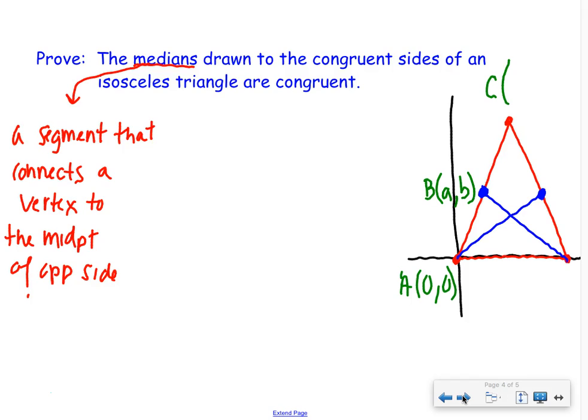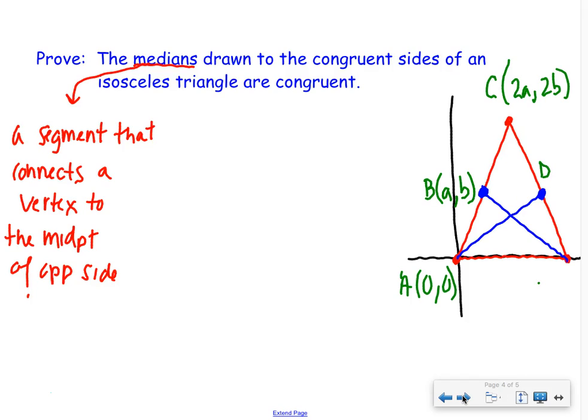Now C, think about it. This needs to be the midpoint of these two points. So what does your x coordinate have to be? 2A. Good job. And your y coordinate has to be 2B. It has to be double that.